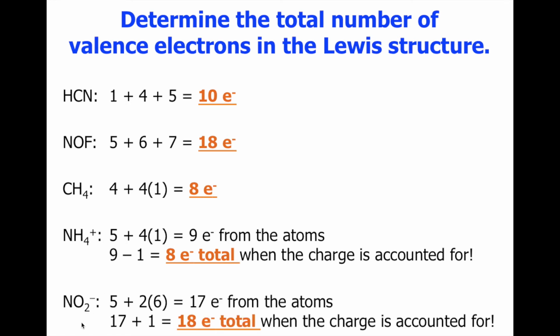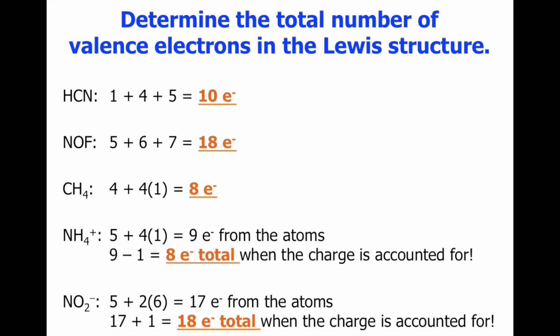We also have the nitrite ion, NO2-, so as we look at the nitrite ion, my nitrogen brings 5 valence electrons to the structure. I have 2 oxygens that each bring 6 valence electrons to the structure for a total of 17 electrons from the atoms. If this compound were a neutral compound, that would be my total number of electrons.